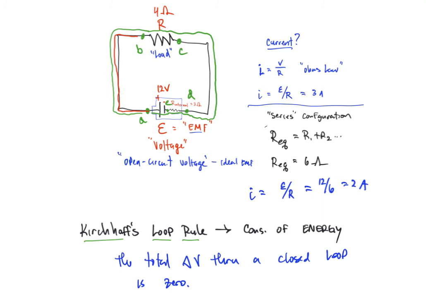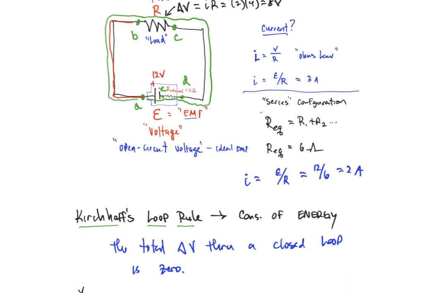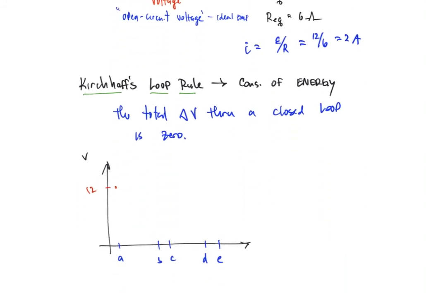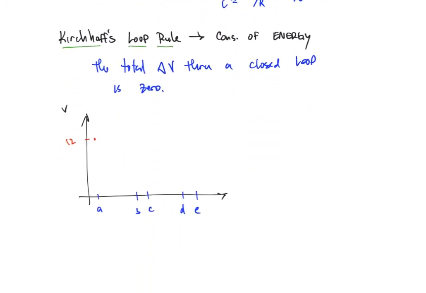To figure out what that voltage drop is, we can again invoke Ohm's law. The voltage drop here is going to be equal to the current times the resistance. We already calculated the current is 2, and the resistance we said is 4. So the voltage drop here is going to be 8 volts. That means the voltage by the time we get to point C will have dropped.